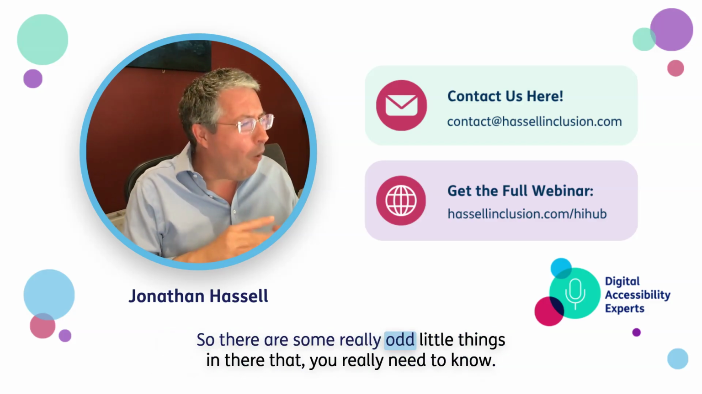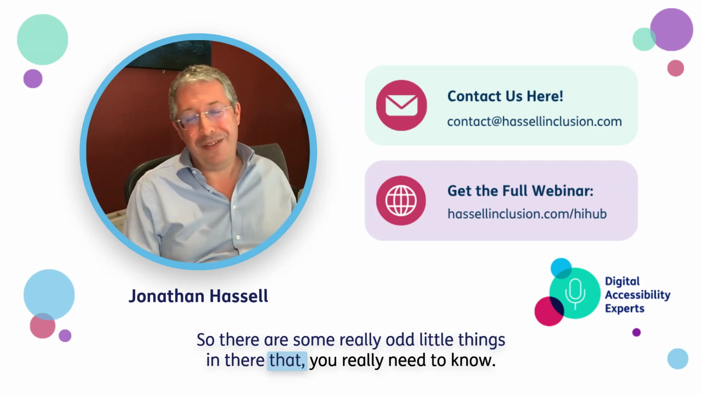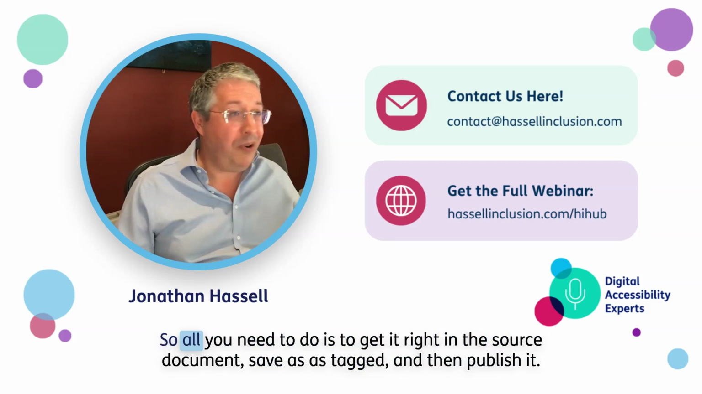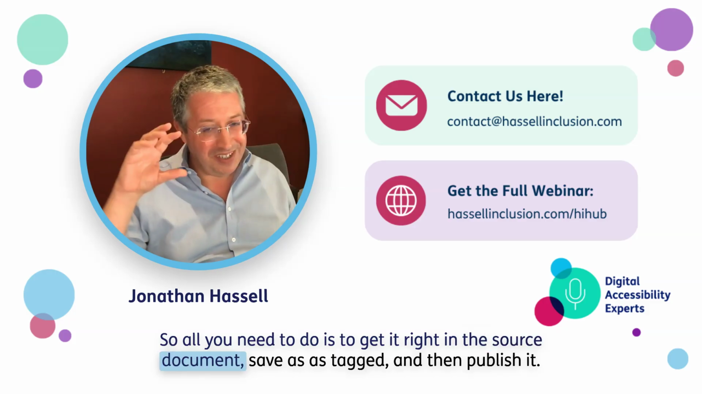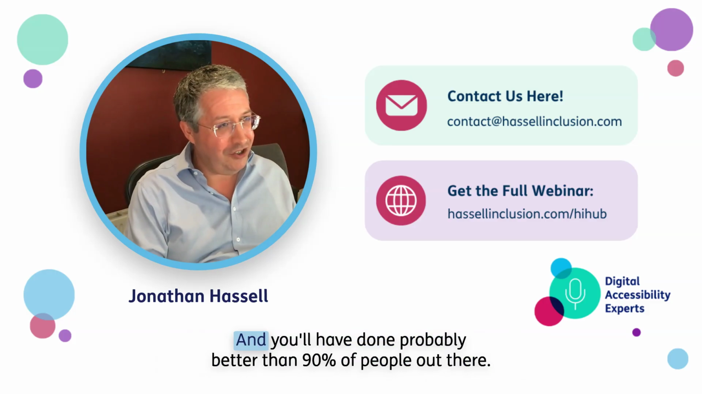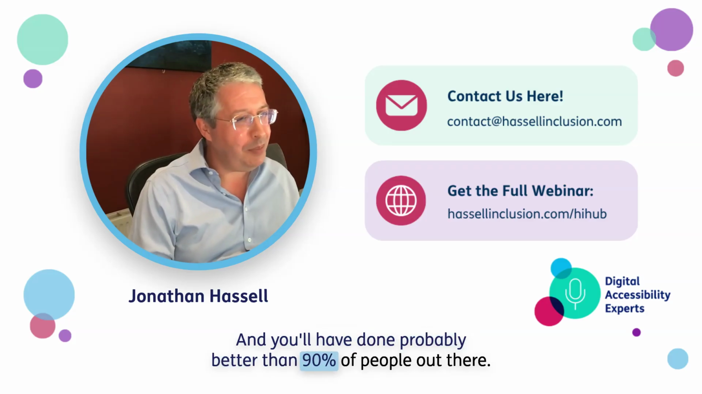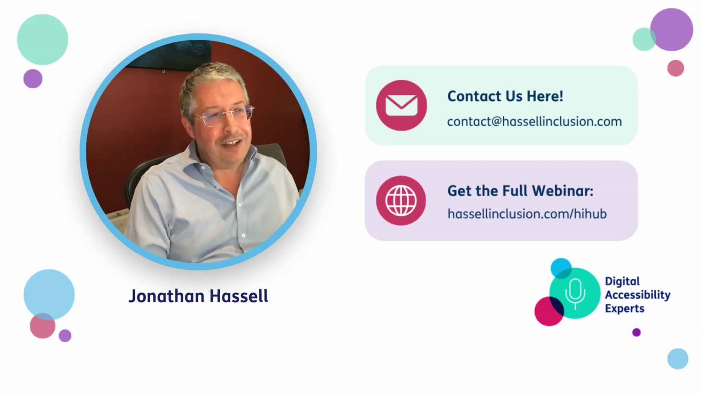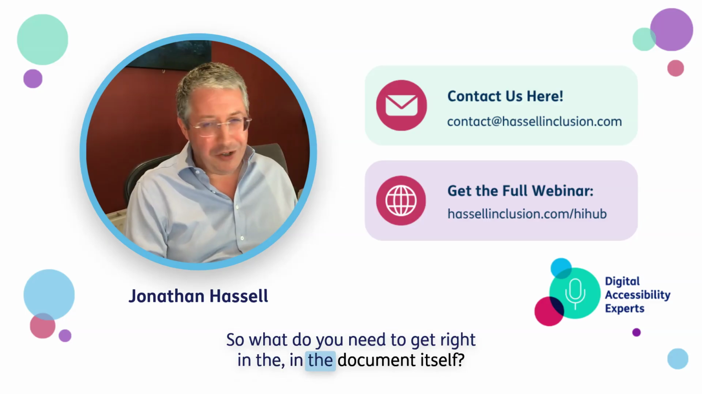So there are some really odd little things in there that you really need to know. All you need to do is to get it right in the source document, save as tagged, and then publish it, and you'll have done probably better than 90% of people out there. So what do you need to get right in the document itself?